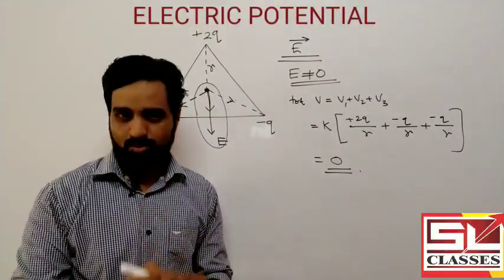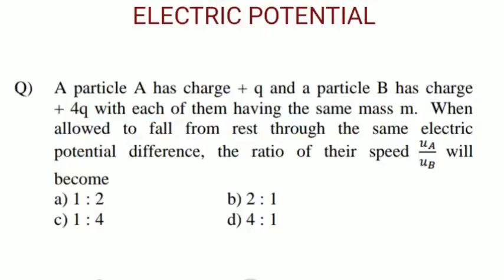Now the next question, please listen. Next one. A particle A has charge plus q and particle B has charge plus 4q, with each of them having the same mass m. When allowed to fall from rest through the same electric potential difference, the ratio of their speed vA by vB will become? Your options are 2:1, 1:2, 1:4 and 4:1.